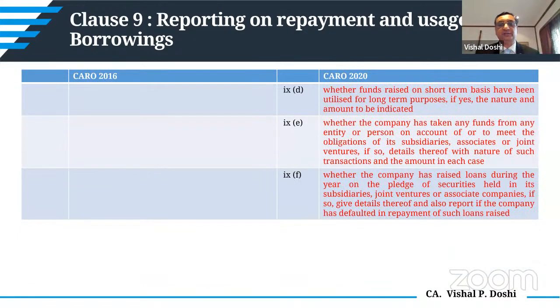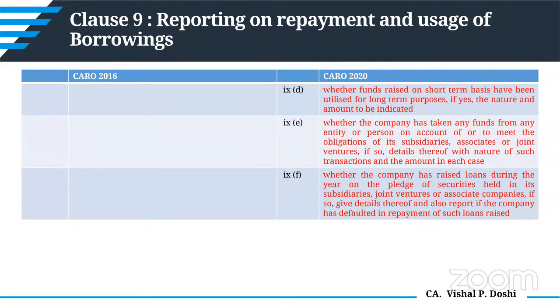9D, short-term funds for long-term purposes. This was there in CARO 2003. It was removed in 2015-16 CARO, but now it has been reinstated in CARO 2020. So short-term funds used for long-term purposes. I would share that this can be, again, a two-way reporting. One is as at the balance sheet date with respect to the short-term, long-term, and second can be with respect to the cash flows during the year also, that whether short-term has been used for long-term purpose or not.